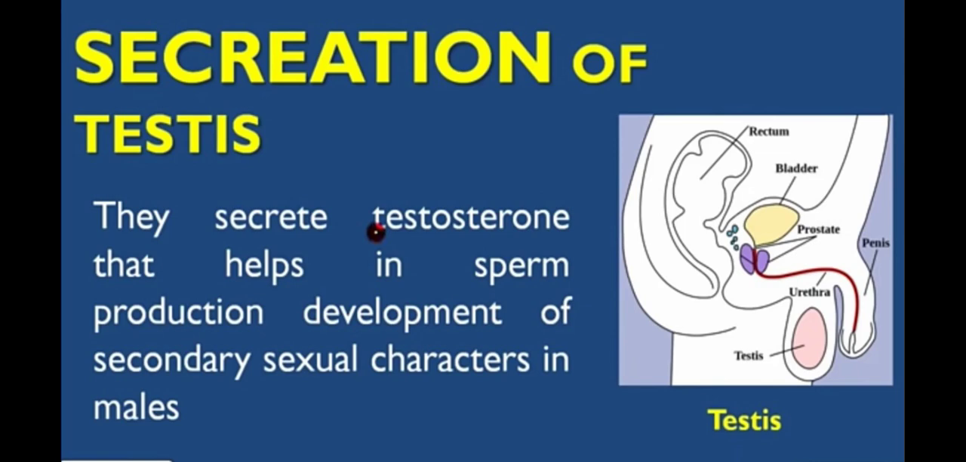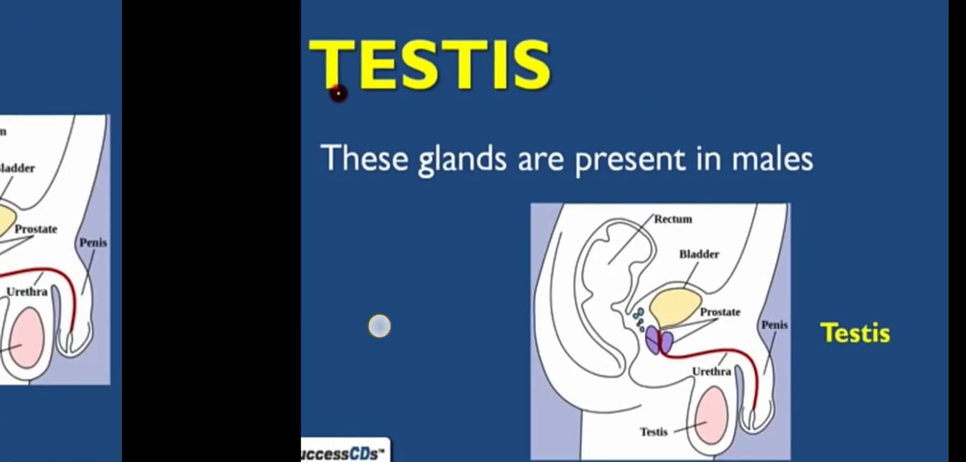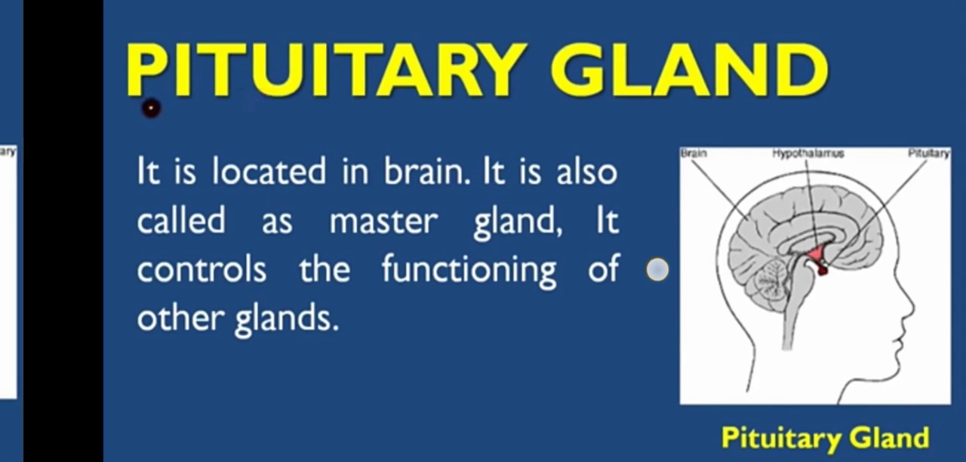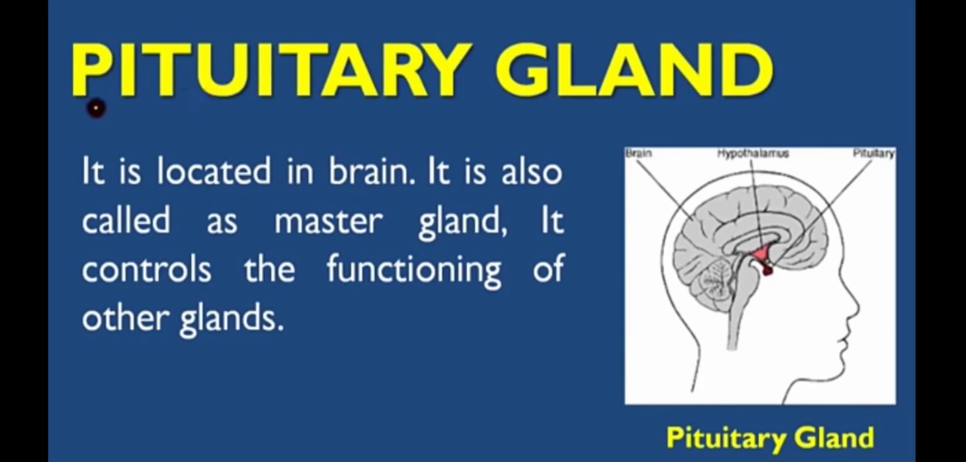That is all the endocrine glands which we studied. First we studied the pituitary gland. I'm just giving you a brief revision about this. It is located in brain. Before that, I want to tell you that this is the most important topic of the chapter, so kindly go through it thoroughly. Pituitary gland is located in brain. It is the master gland, and the function of pituitary gland is to control the functioning of other glands.